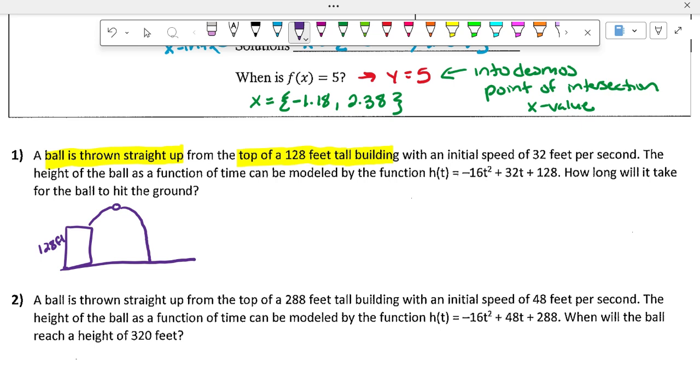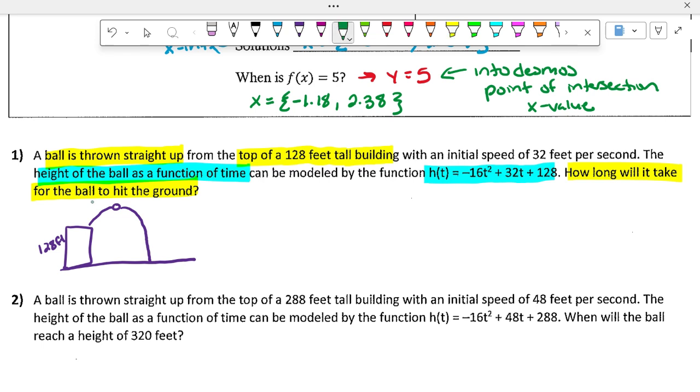The height of the ball as a function of time can be modeled as the function h of t is equal to negative 16t squared plus 32t plus 128. And the question is, how long will it take for the ball to hit the ground? So before we even graph this in Desmos, let's first figure out what we're trying to find. Let's think about this logically.